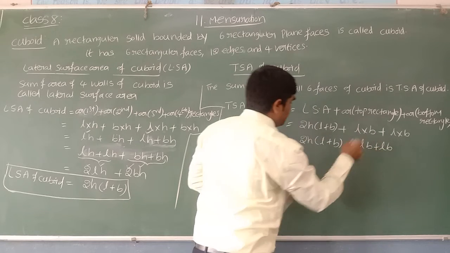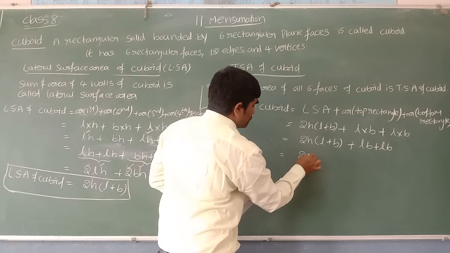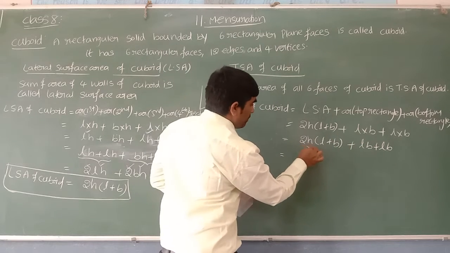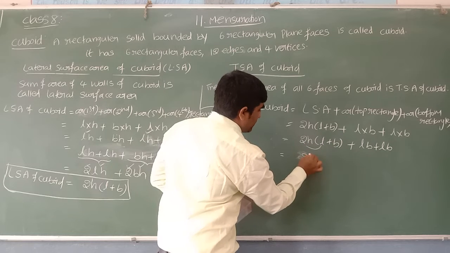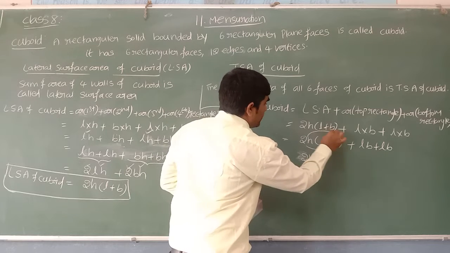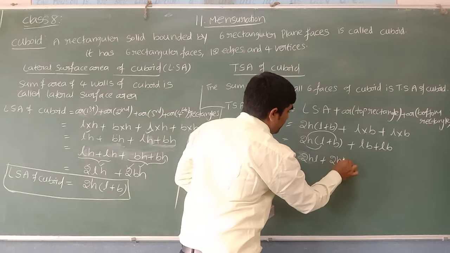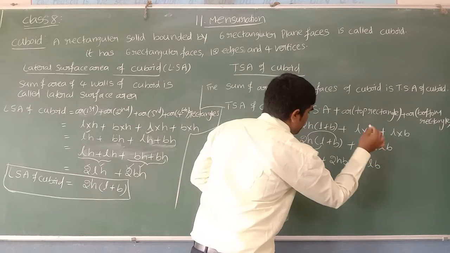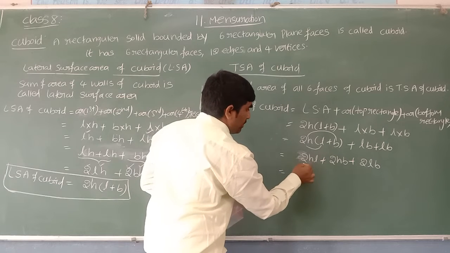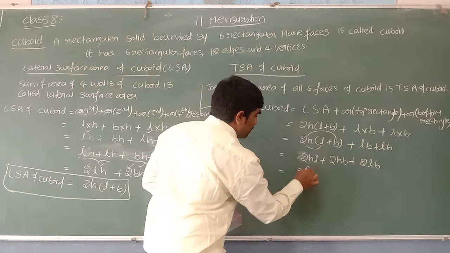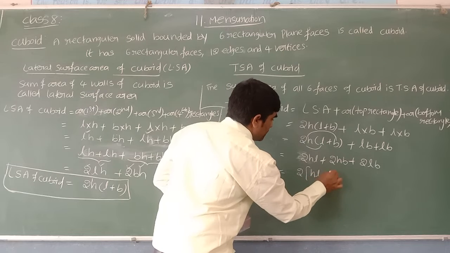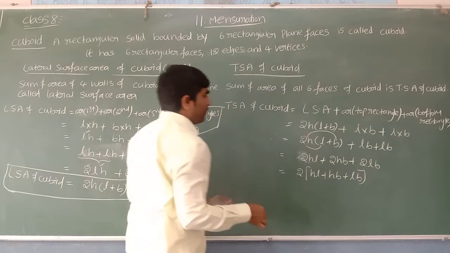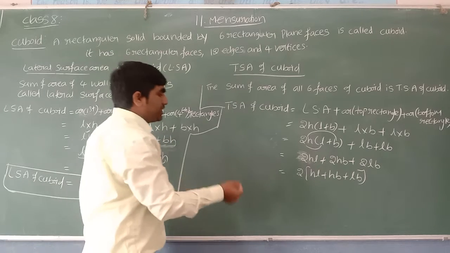Now we multiply this out: 2H into L is 2HL, plus 2H into B is 2HB, plus LB plus LB is 2LB. From this we can see that 2 is common. What is left is HL plus HB plus LB. This is the formula we can use to find the TSA of a cuboid.